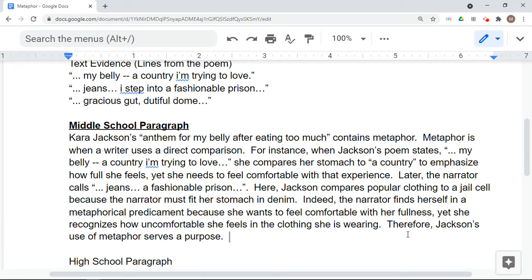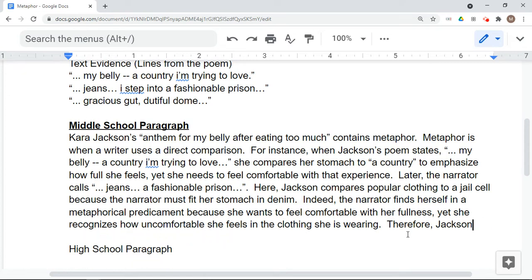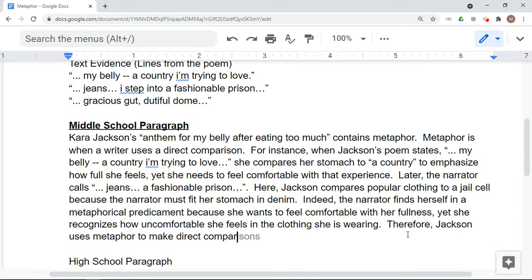Therefore, Jackson's use of metaphor, well, let's go with our typical. Therefore, Jackson uses metaphor to make direct comparisons, and we'll just leave it there.